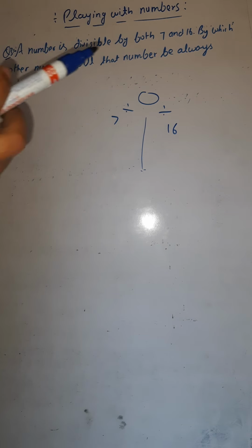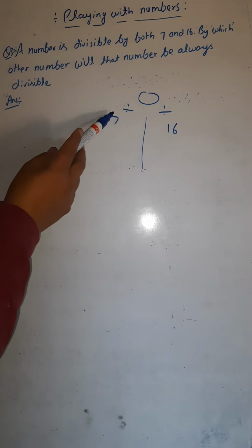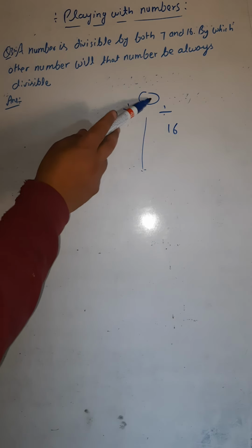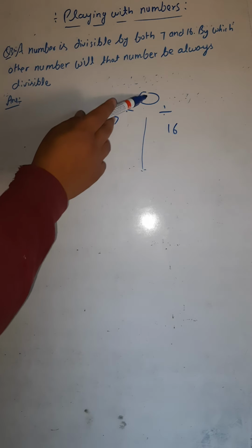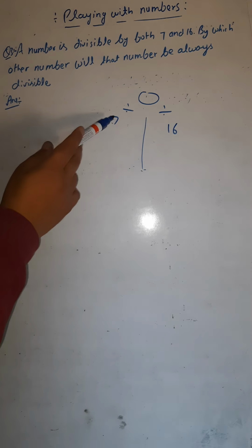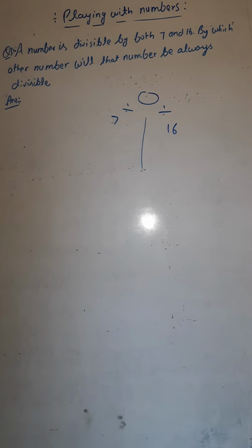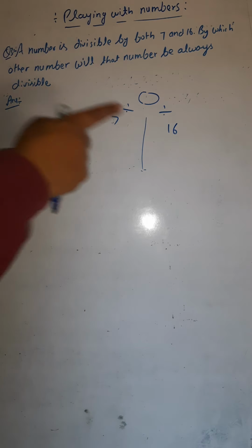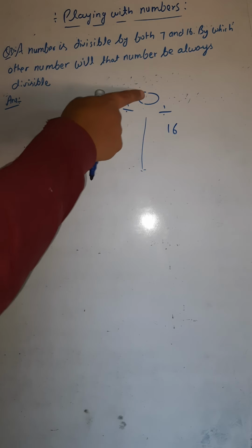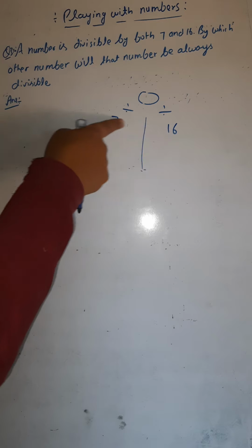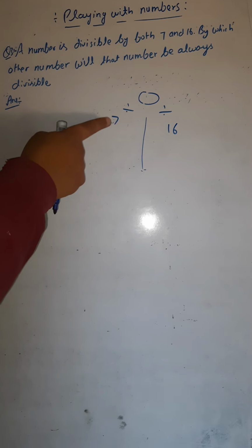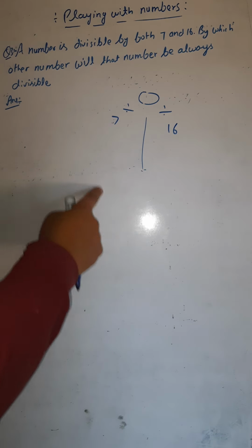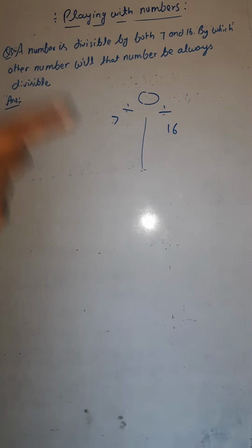Okay, so now let's see, if this number is divisible by 7 and this number at the same time is divisible by 16 also, so this number should be divisible by the common factors of 7 and 16. Okay, are you getting this? If this number is divisible by 7 as well as by 16, so this number should be divisible by the common factors of 7 and 16. So we would find out the common factors of 7 and 16. And what are the common factors? All these common factors would divide the given number. Are you getting this? Yes.